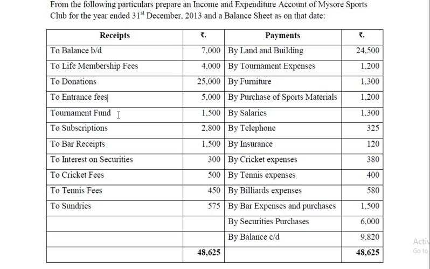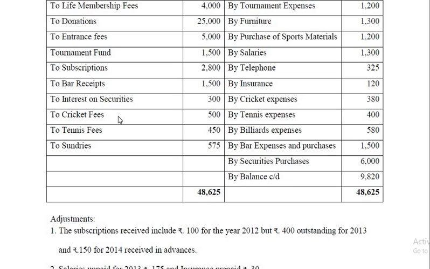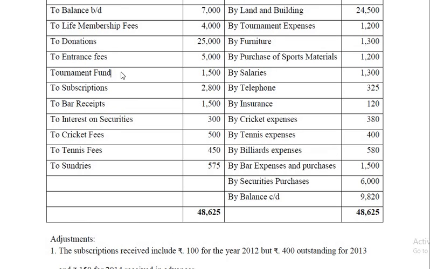in the problem. Tournament fund, this is a special fund, so this will come to the closing balance sheet liability side, and any additions during the year to be added. Here no such additions, I believe. And then any expenses like tournament expenses, these are to be deducted. The remaining value is balance of tournament fund.